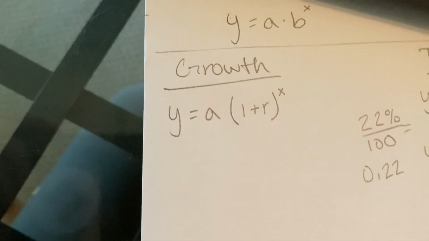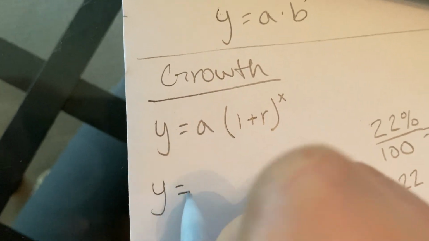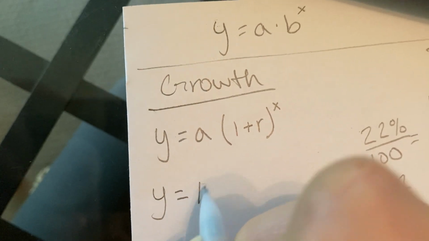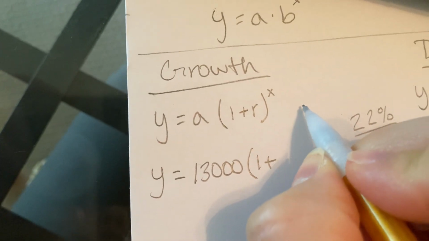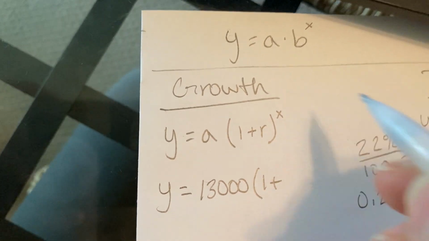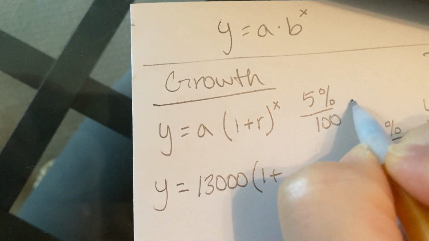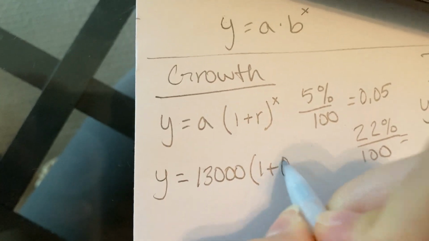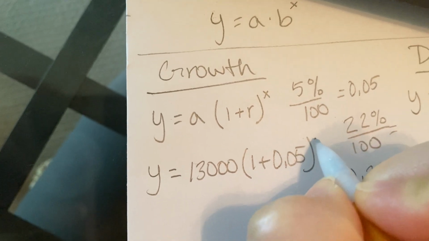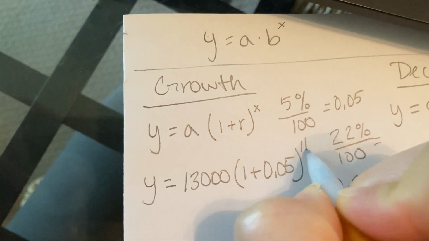So this time, we're going to focus on the growth formula. It's exactly the same. It just has a plus instead of a minus. So y equals, A is the initial value, which was initially 13,000 times 1 plus, and we need our rate. It's growing at 5% each year. But again, we need to change that into a decimal, so you divide by 100, and that gives you 0.05 as your rate. And x is the time, so it said after 11 years. So I'm going to put in an 11.